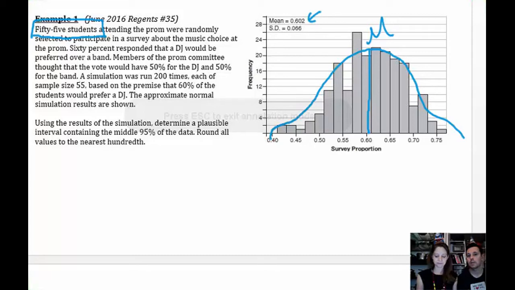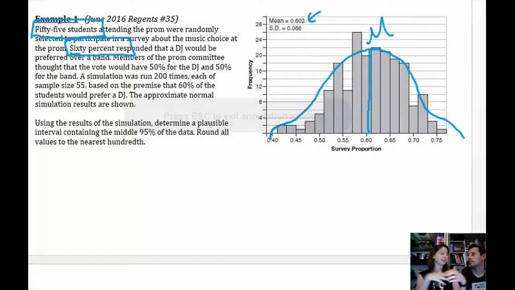So when we run this simulation, the mean of all of these means is actually called the mean of the sample means. It says 60.2% of the time, not percent of the time, excuse me, the proportion of students who preferred a DJ was 60.2%. Right. So what happens with this simulation is they have 55 students, and for each student, 60% of the time they're a yes, but 40% of the time they're a no.